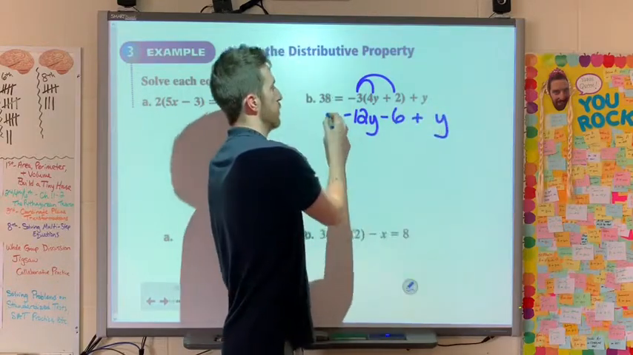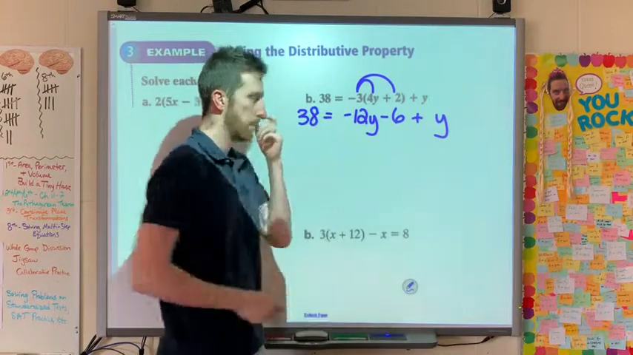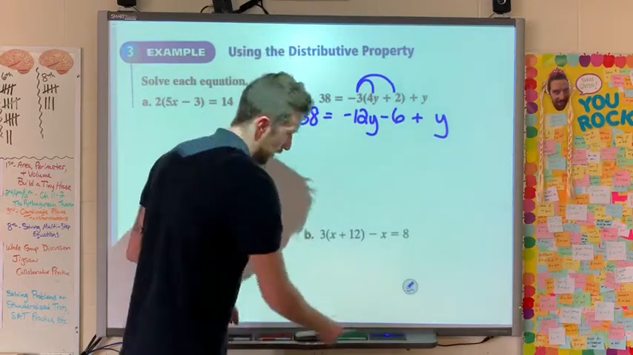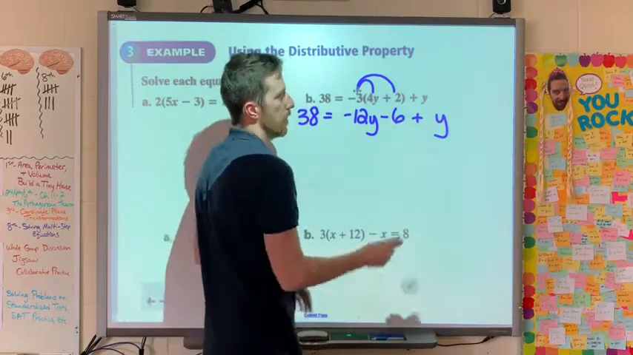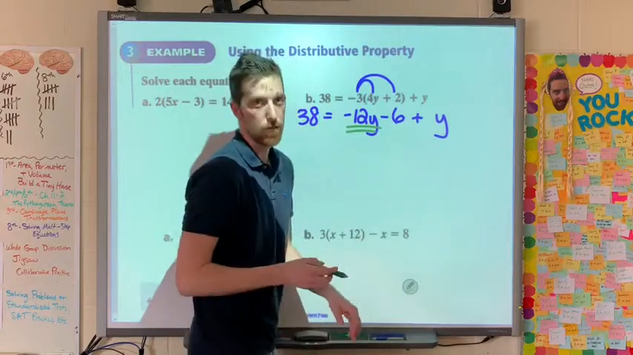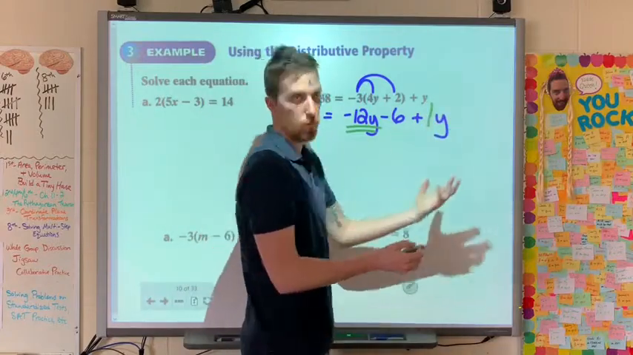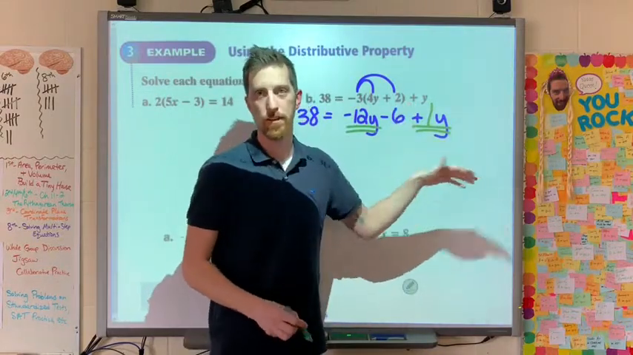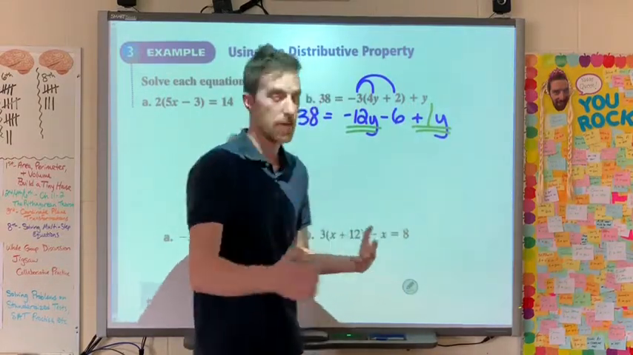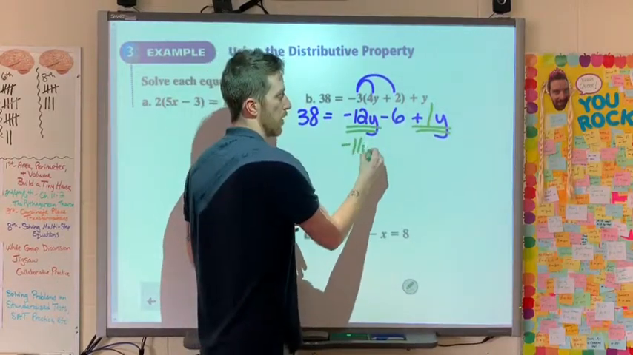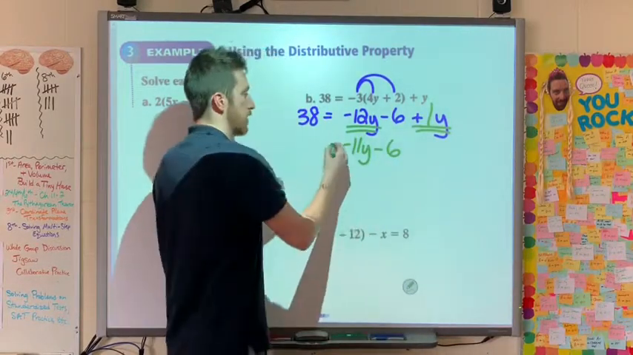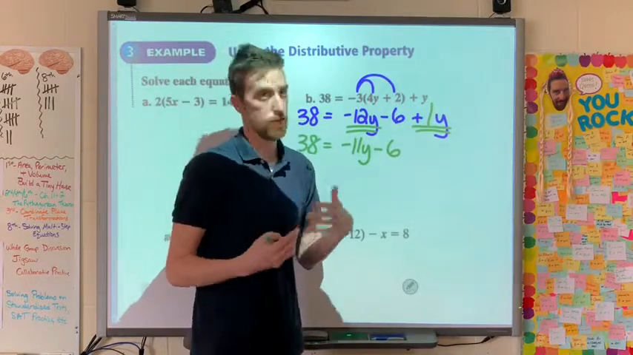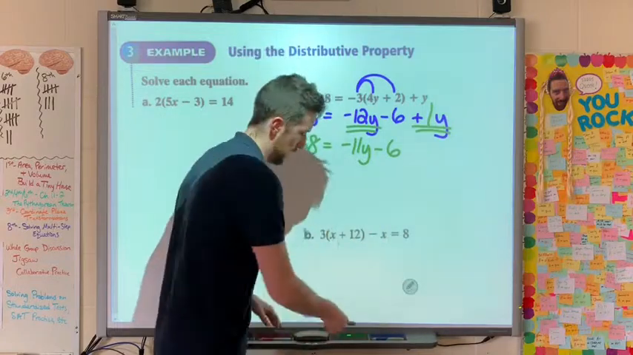Bring down the other stuff. There we go. Step 1 done. Step 2 is combine your like terms on the same side. So my like terms over here, I have -12y and +1y. You owe grandma $12. You have $1. You're short how much? $11. So we have -11y minus 6 equals 38. Cool? And then it's a two-step equation at this point.